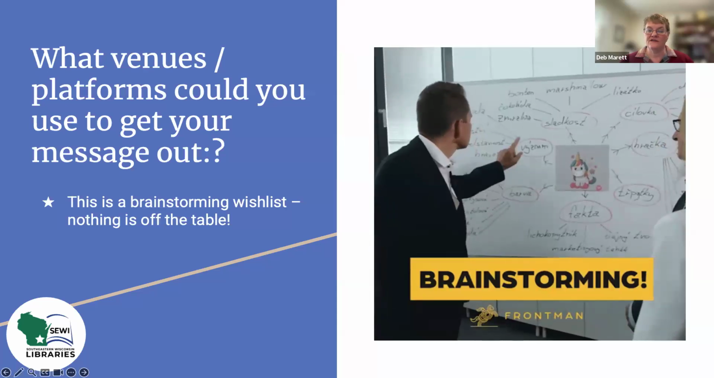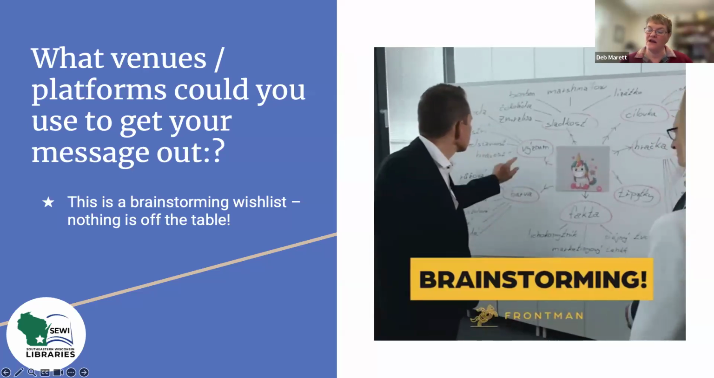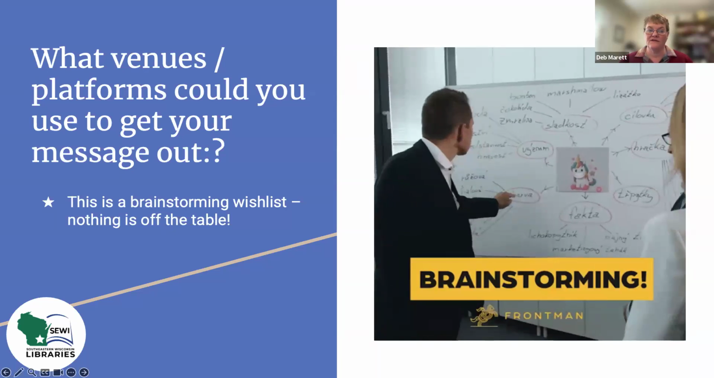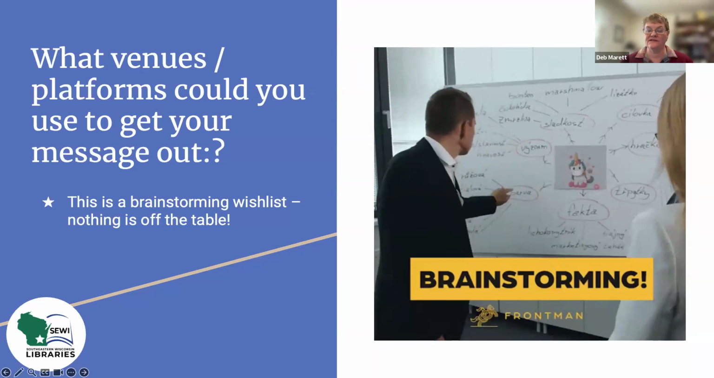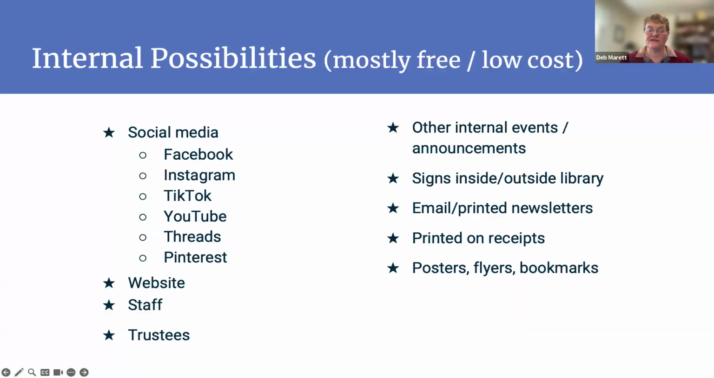So this session is going to be anything and everything that is worth thinking about, or at least writing down. Nothing is off the table in this session. You're going to start by identifying, pie in the sky or not, every possible way that you could send your message out to hit your community and the demographic audience you're trying to reach. And I've identified what I'm calling internal and external possibilities for that.